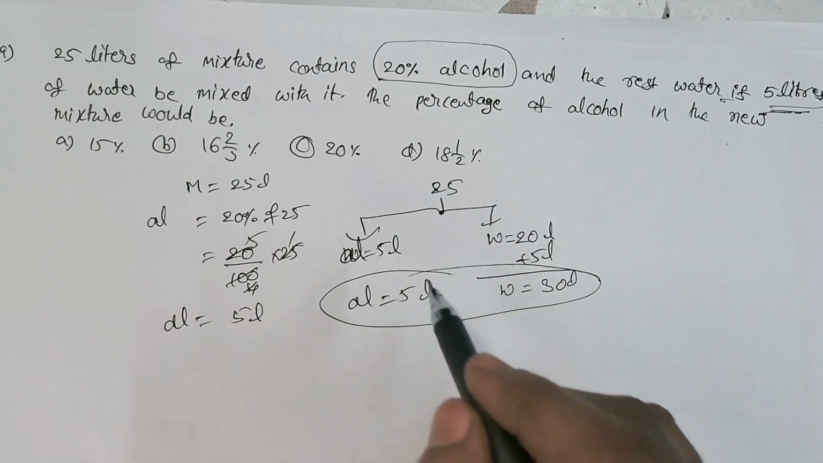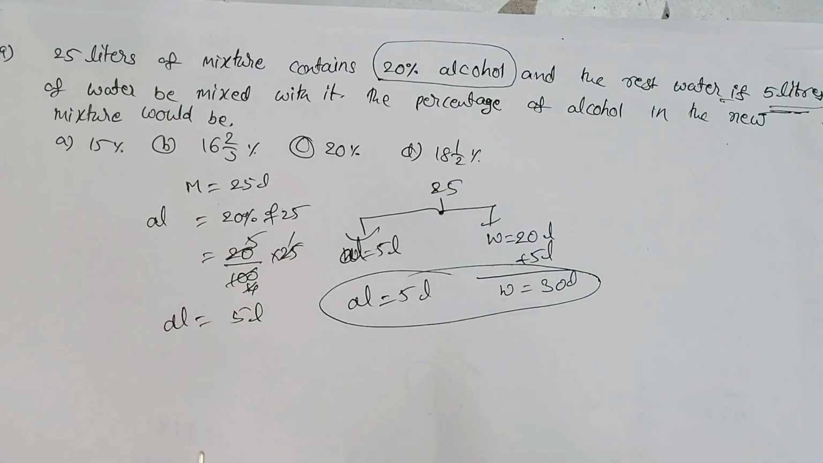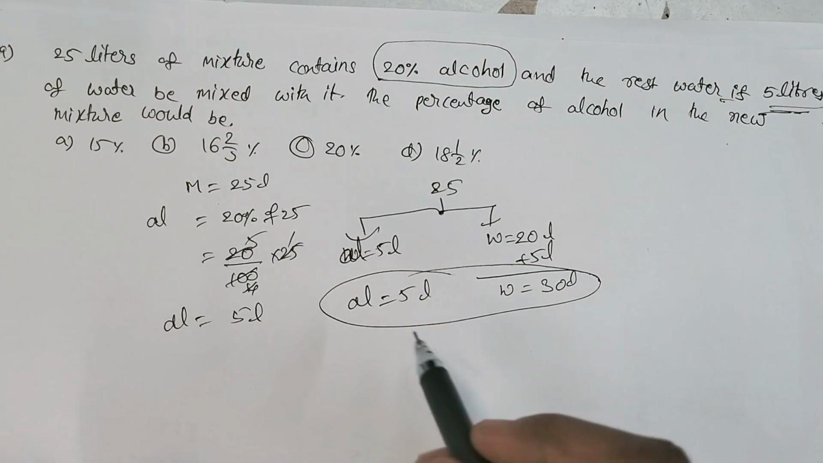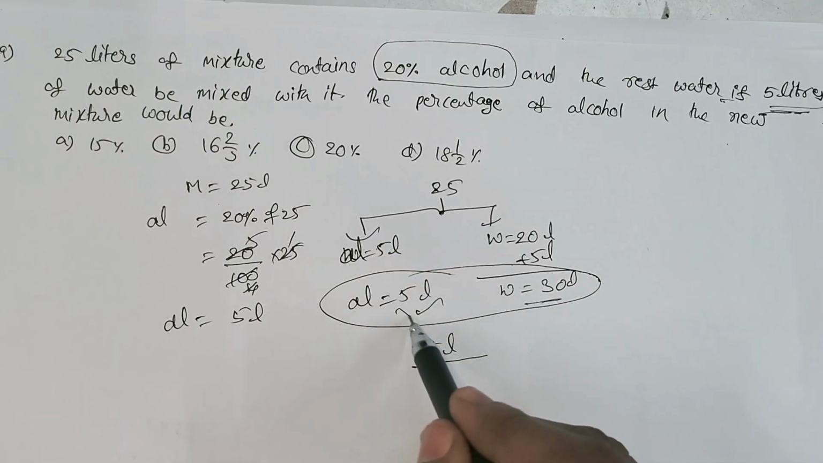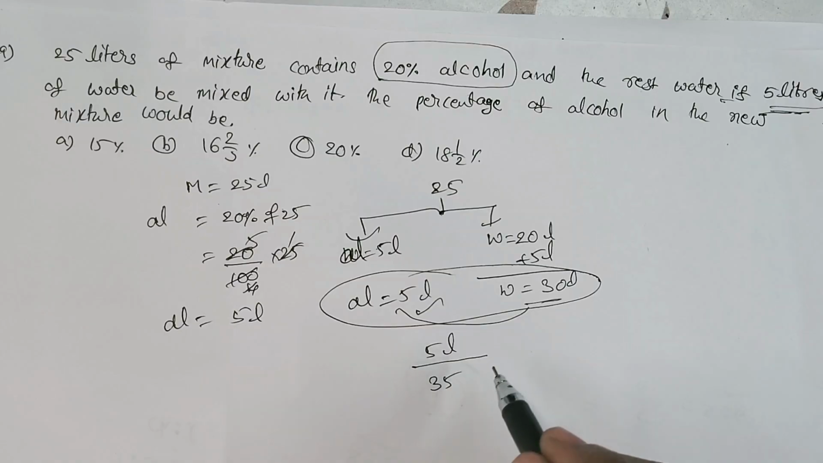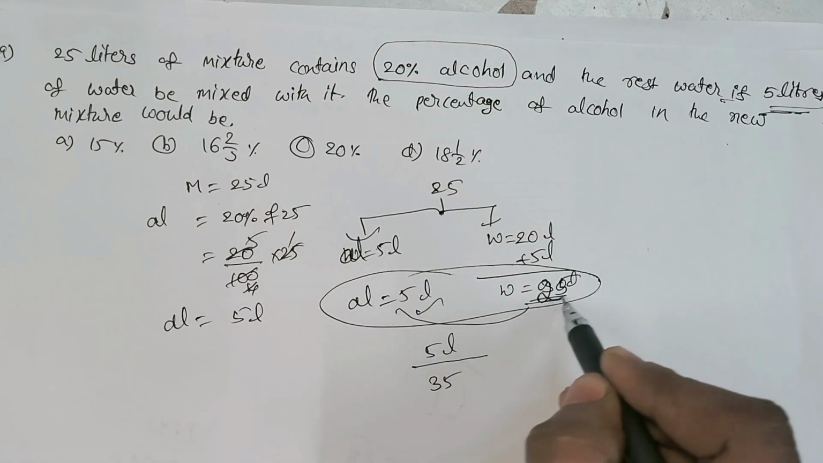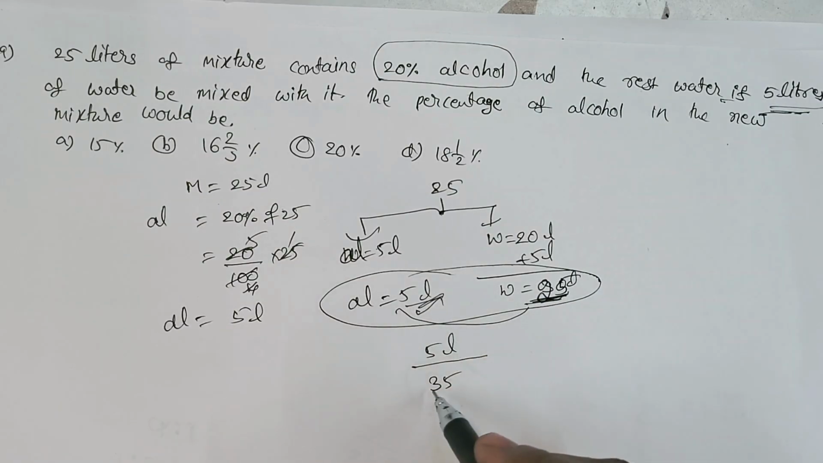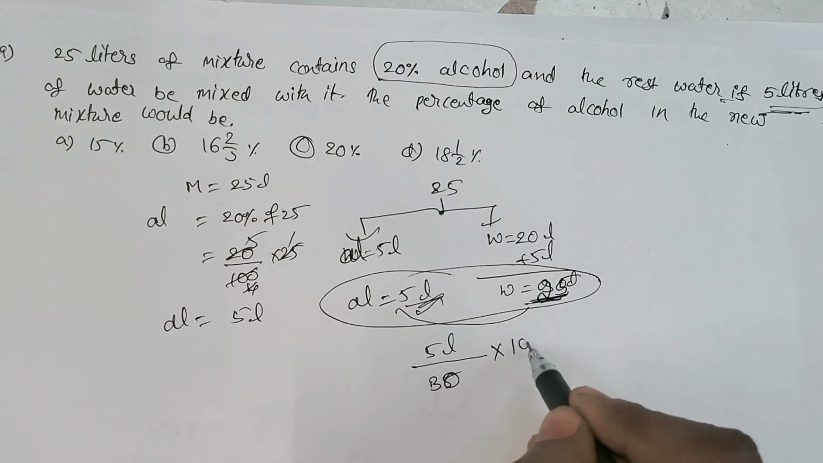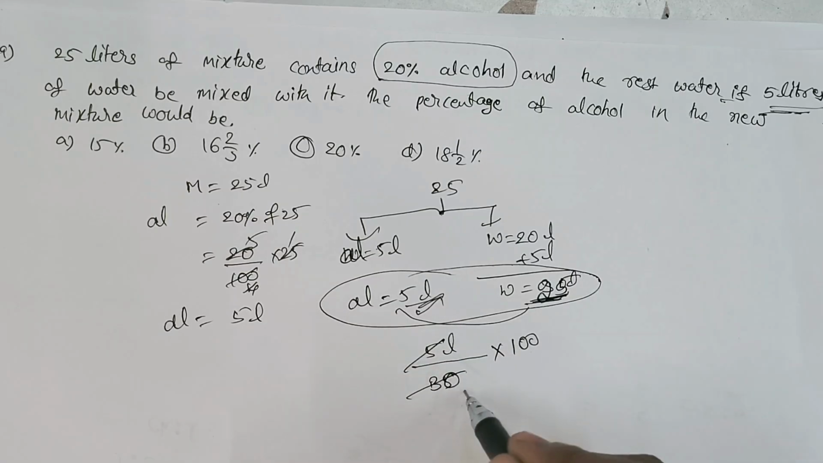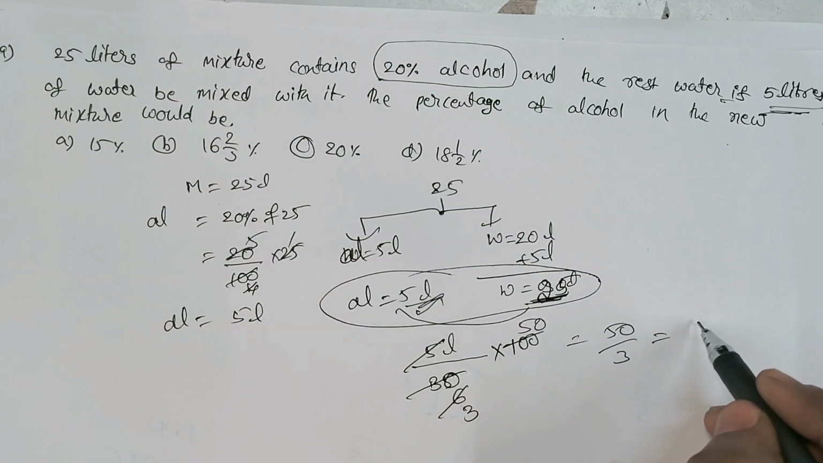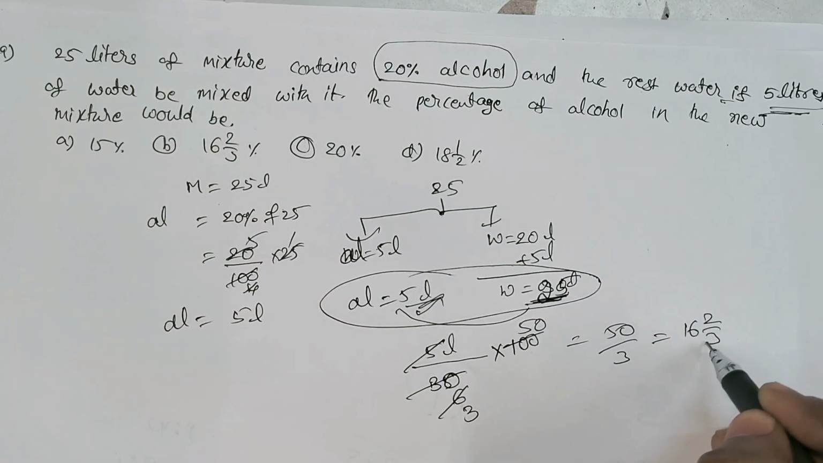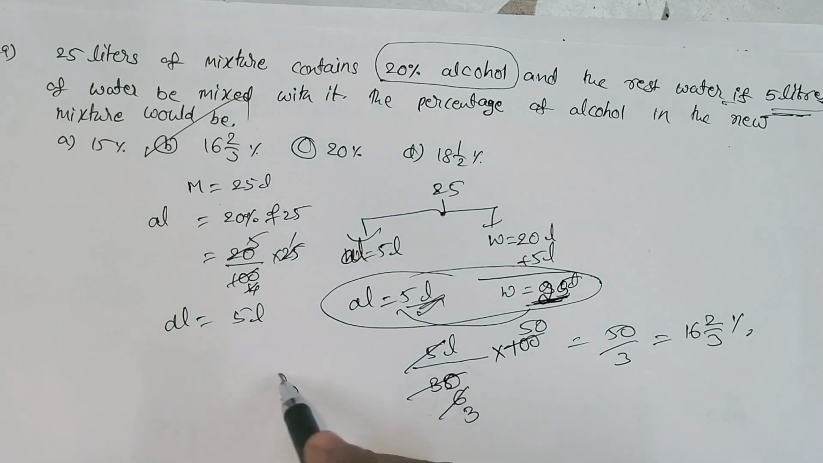Then in the new mixture, what percentage of alcohol is there? In the new mixture, alcohol quantity is what? 5 liters, and the total quantity of mixture is what? 25 plus 5, that is 30 liters, into 100. Okay, 5 1 the 5, 6 are. Now 2 3 the 2, 50 the. So 50 by 3. 50 by 3 means what? This can be written as 16 whole 2 by 3 percent. That is, option B is the correct one in this case.